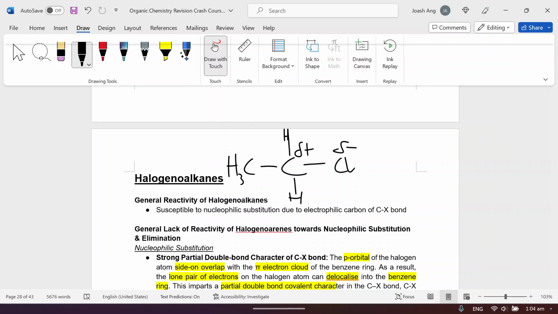So in this case, you can see most halogenoalkanes are susceptible to nucleophilic substitution because of the electrophilic carbon of the C-X bond. And usually they undergo substitution because note that carbon has four bonds.